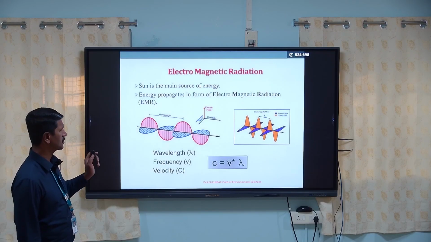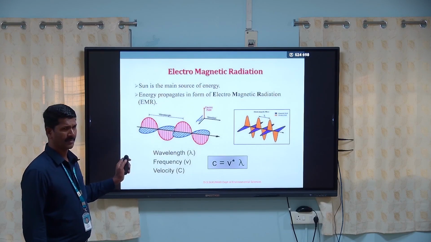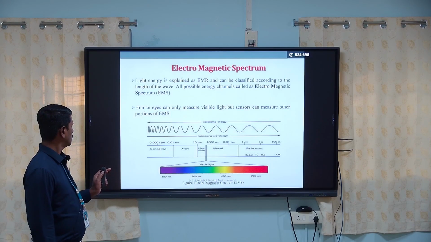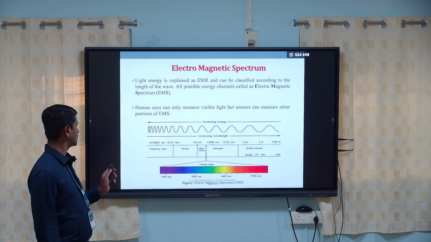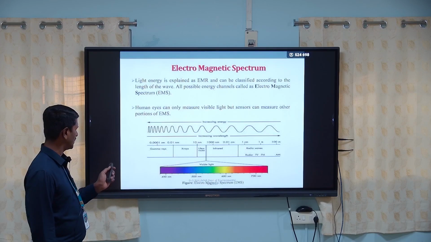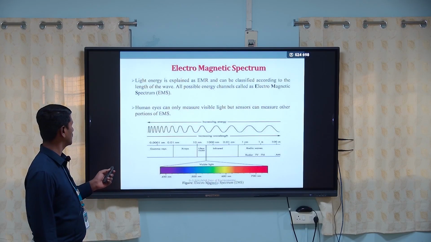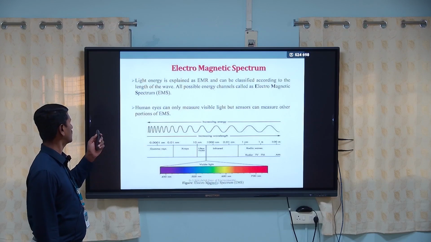The sun is the main source of energy, and this energy is recorded by the satellite sensor. The electromagnetic spectrum ranges from gamma rays at one end to radio waves at the other. For a particular distance, we have to use EMR.